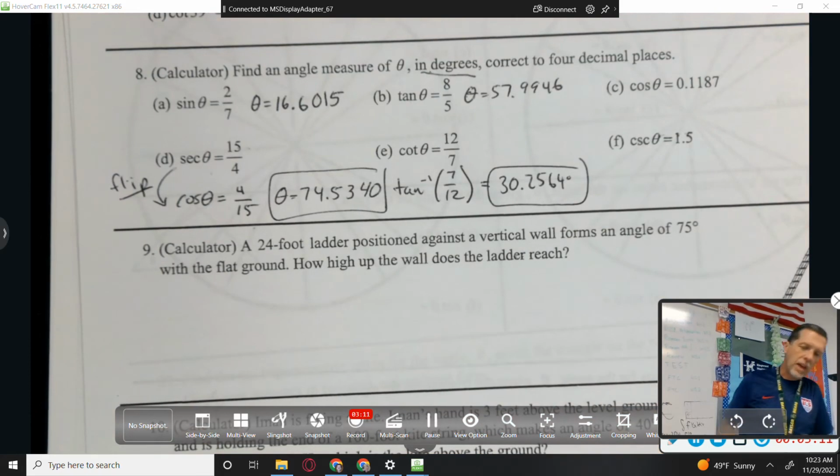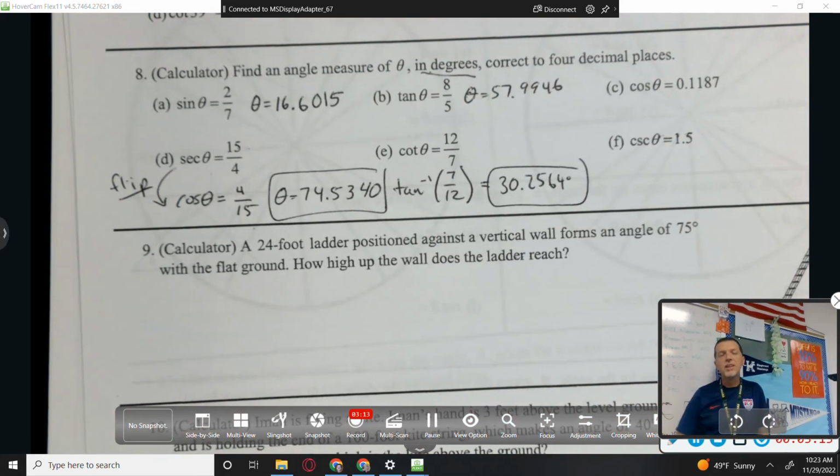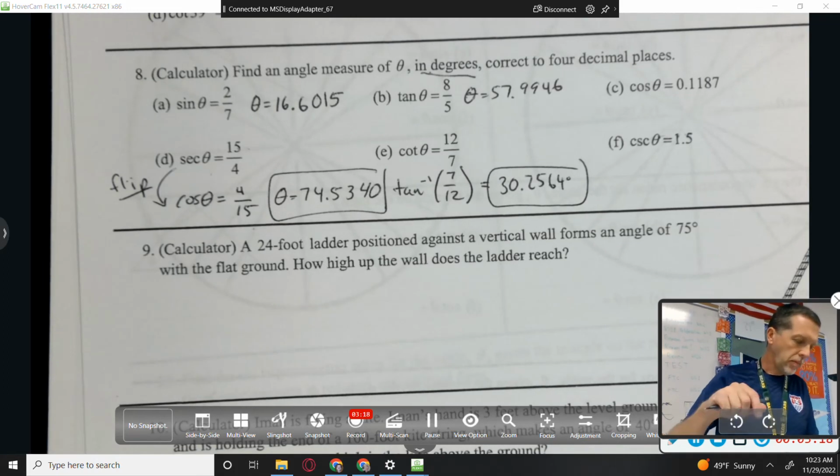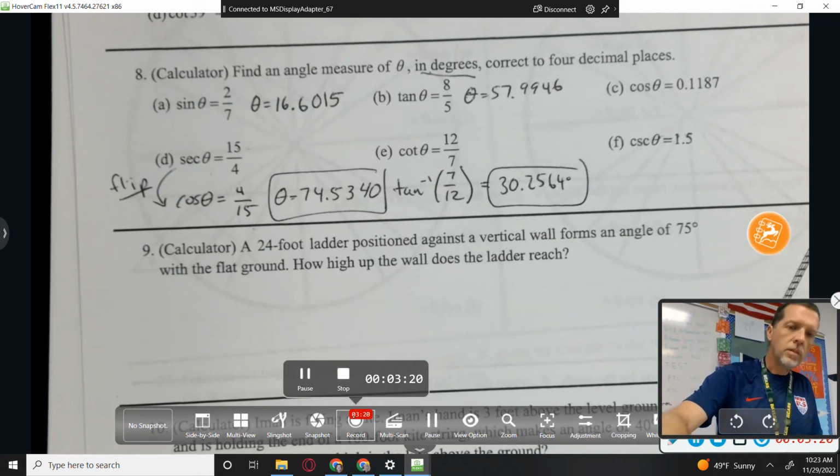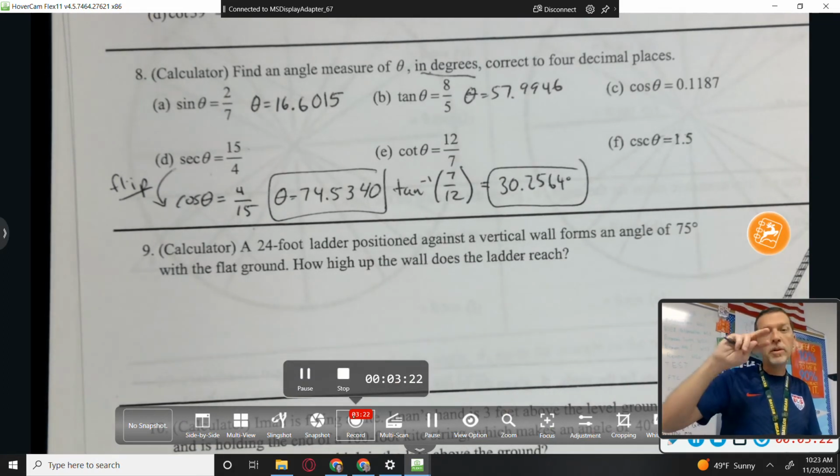And then the same thing with cosecant, except it's partners with sine, so inverse sine of 1 over 1.5. Again, good practice on remembering who the partners are.